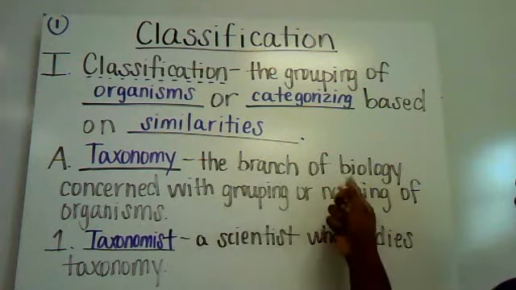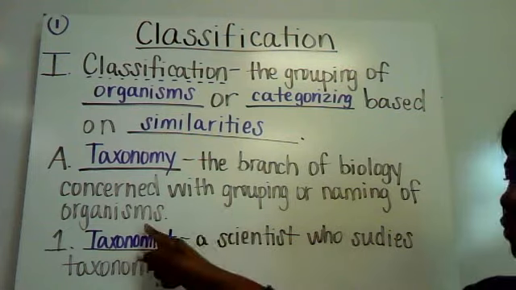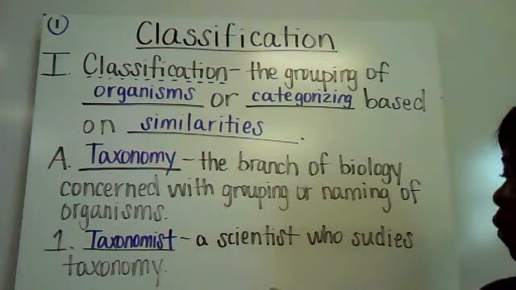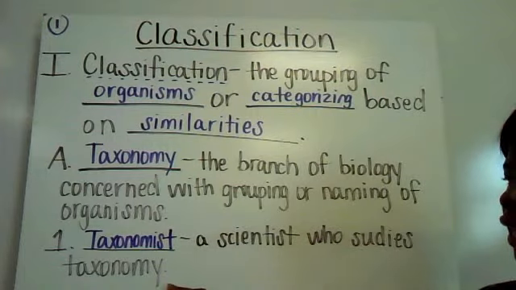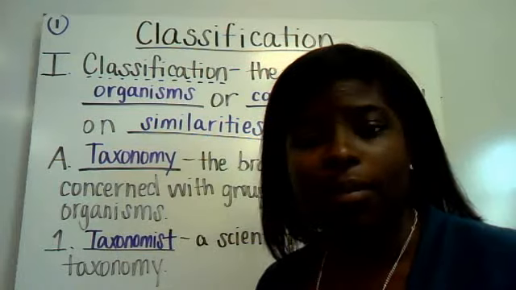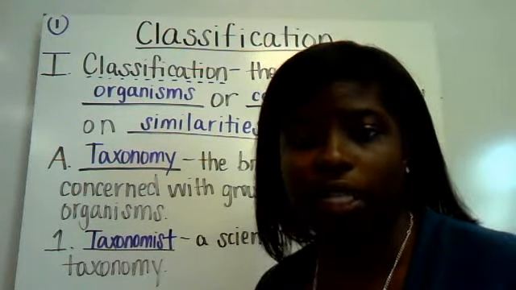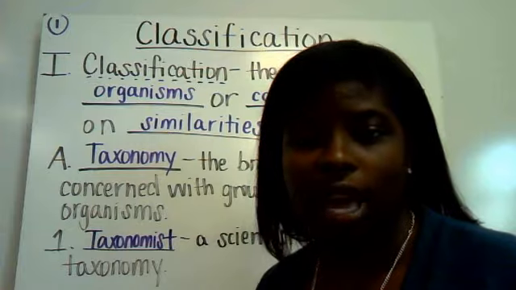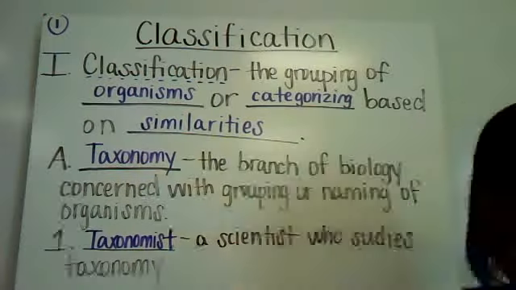Taxonomy is the branch of biology concerned with grouping or naming of organisms. Someone, or a scientist specifically, who studies taxonomy is called a taxonomist. So as you're learning to name scientifically the organisms within biology, that's the study of taxonomy, whereas you will become the taxonomist because you are studying taxonomy.